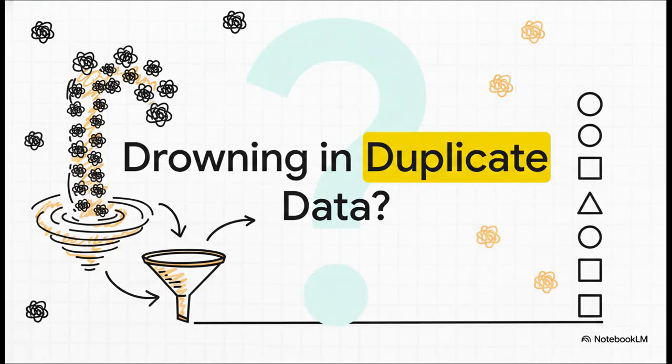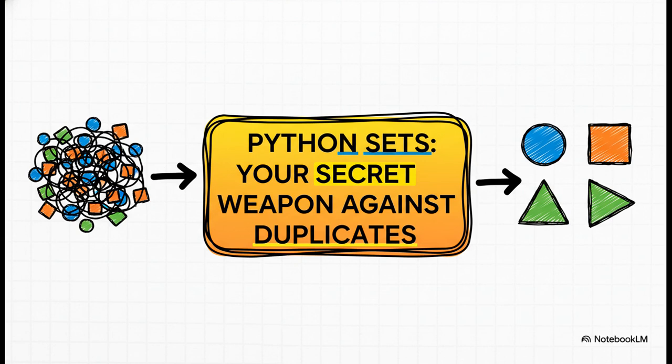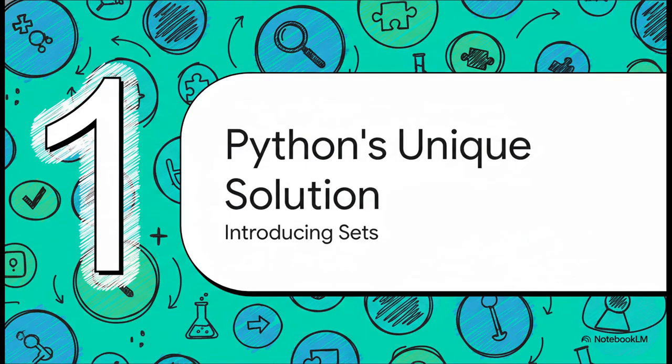We've all been there, right? You get a column of data, and it is just a complete mess. The same names, the same categories, the same IDs, repeating over and over again. It can turn a simple analysis into a total headache. But what if I told you there's a secret weapon built right into Python just for this? Seriously. When all you care about are the unique values, sets are about to become your absolute best friend. So, let's get into it.